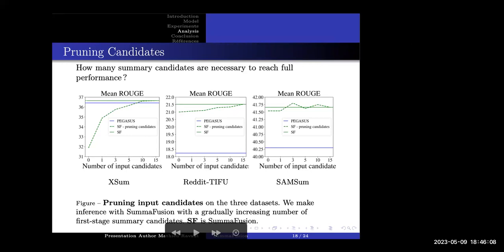And we can see that specifically on XSum, it's quite impressive that we really need all of the input candidates, right? To reach the best performance, we will need all 15. If we have only one, or none of them, or 1, 2, or 3, the Rouge will be a bit lower, not at its full performance.